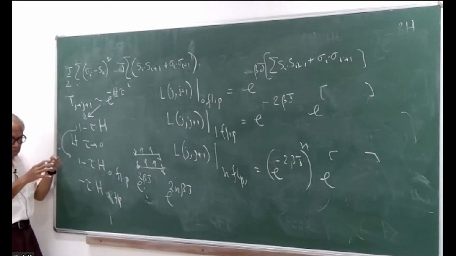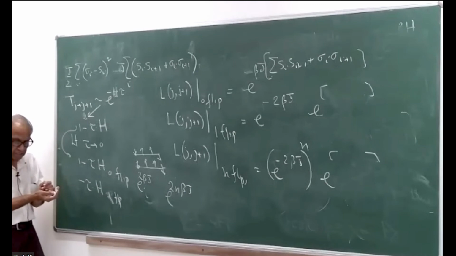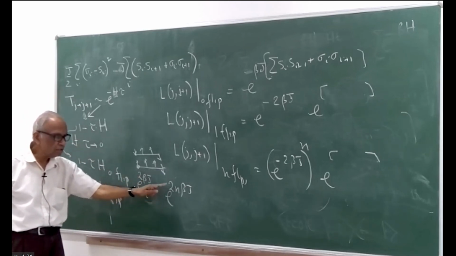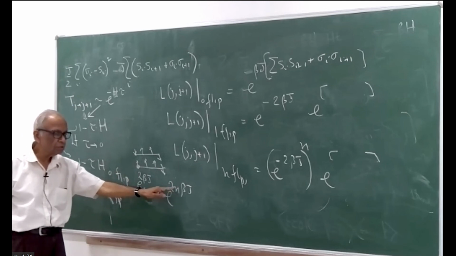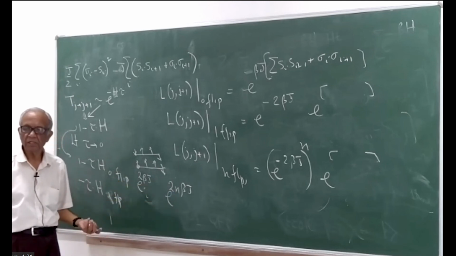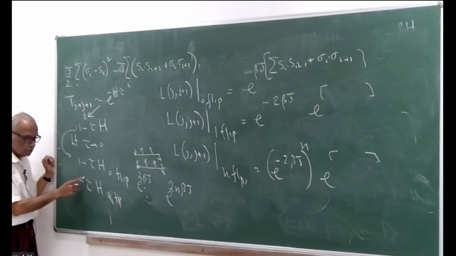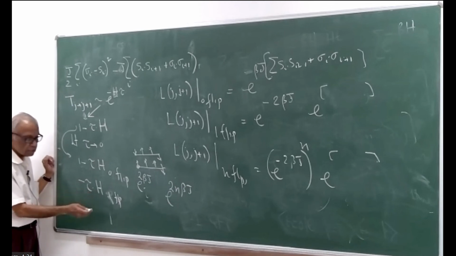So you take a Hamiltonian operator, and you have a vector which is this large dimensional vector. Every time you have a flip, it picks up this contribution over here, and n of those flips gives you a contribution which is like e to the power 2 beta j times n. So if 2 beta j is your unit, then n flips would make it tau to the power n.